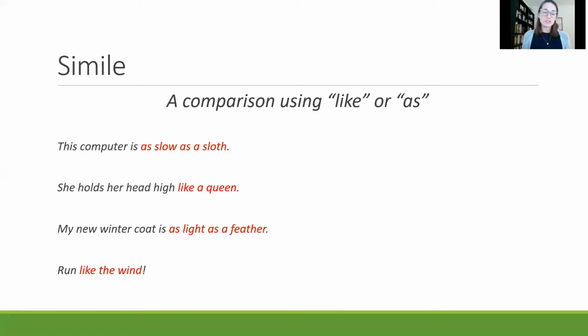And lastly, if someone says to you, run like the wind, well, there's a light comparison. Of course, they're not telling you to run at the exact same speed as the wind or become invisible like the wind. They're telling you that the wind moves swiftly and easily and quickly, and you should run in that same manner.